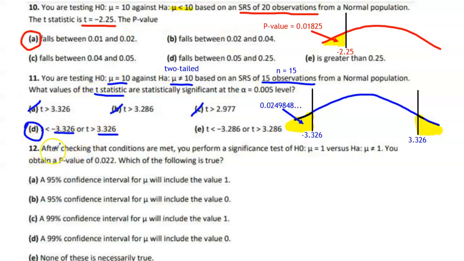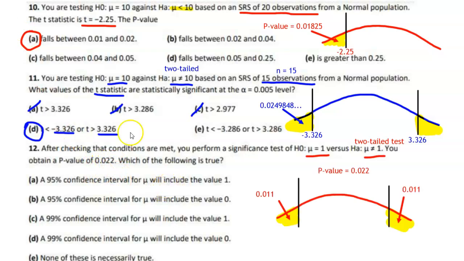Okay, great. For number 12, after checking that the conditions are met, which is something that you always got to do, you perform the significance test of mu equals 1 and mu is not equal to 1. This is, of course, a two-tailed test. And we get a p-value of 0.022, which means each of the individual areas in the lower and upper regions are 0.011, respectively. So this is how it would look if you drew it out.